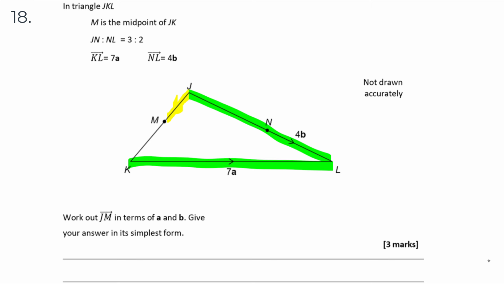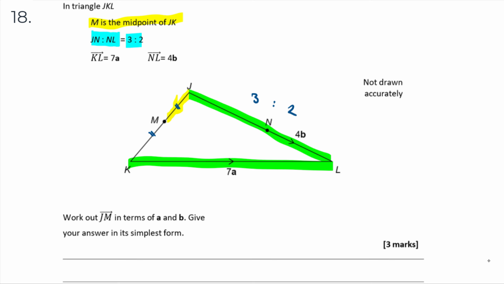Now we've got some information up here that isn't in the diagram. First off, we've got that M is the midpoint of JK. So that means that this distance is the same as this one then, isn't it? Okay, so let's just mark that on. And we're also told that JN to NL is in a ratio of 3 to 2. So JN to NL, so this is 3 to 2 along here.